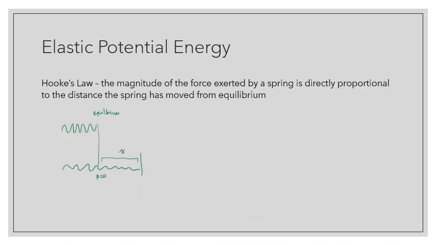Now we'll be moving on to elastic potential energy. This has to deal with springs. There's something called Hooke's law, which states that the magnitude of the force exerted by a spring is directly proportional to the distance the spring has moved from equilibrium. That's given by this equation. F of x is equal to negative k times x. This is the force exerted by the spring.